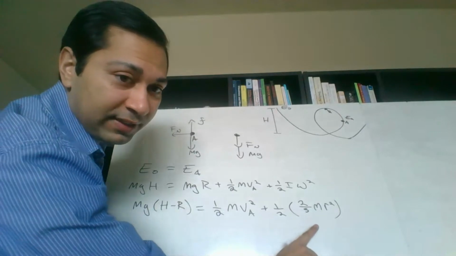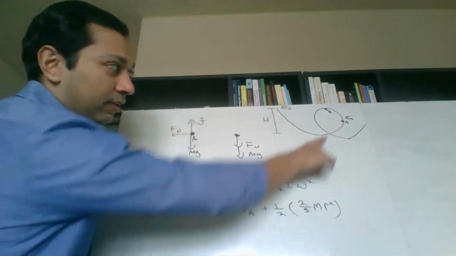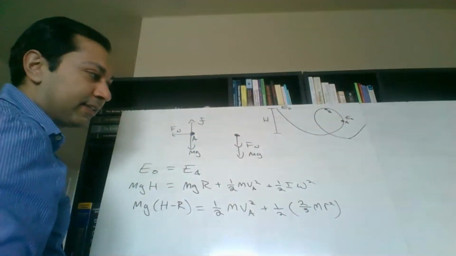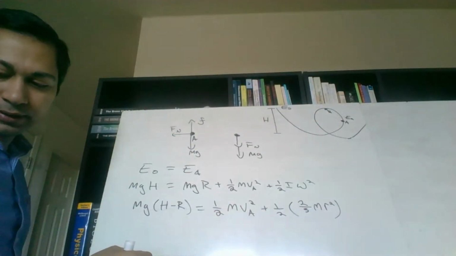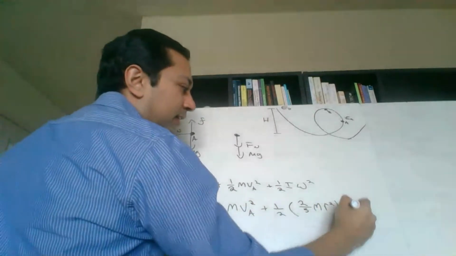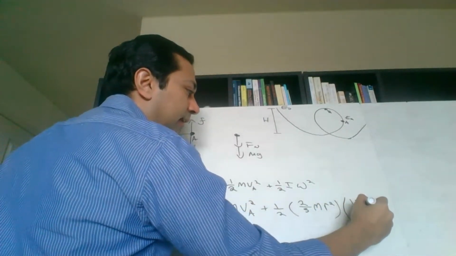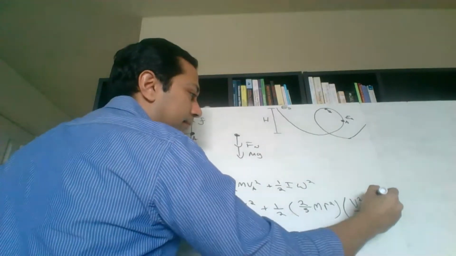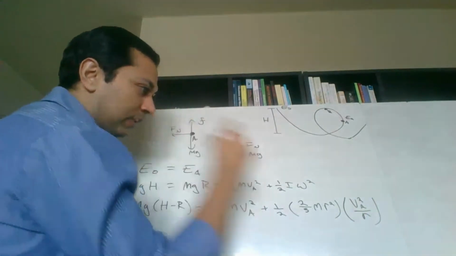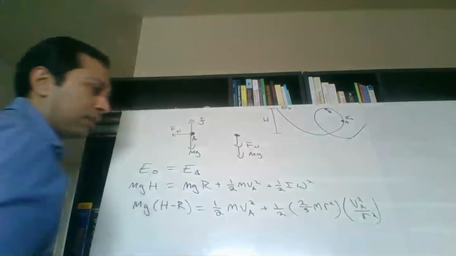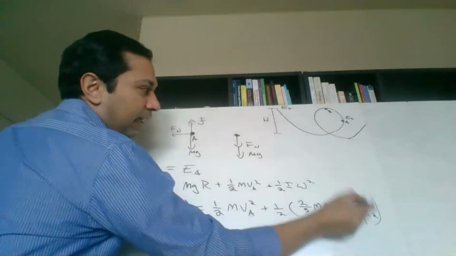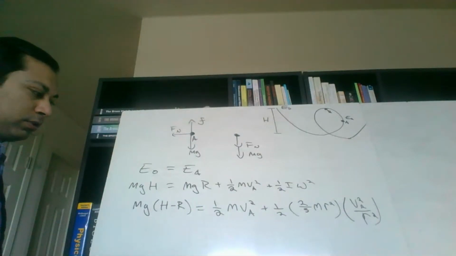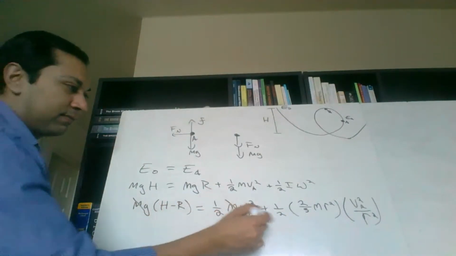Don't get confused. This little r is for the sphere. Big R is for the hoop radius. Okay. And the omega is velocity at A divided by little r, squared. So that's how fast the little ball or sphere is spinning. And so we can cancel out the masses.